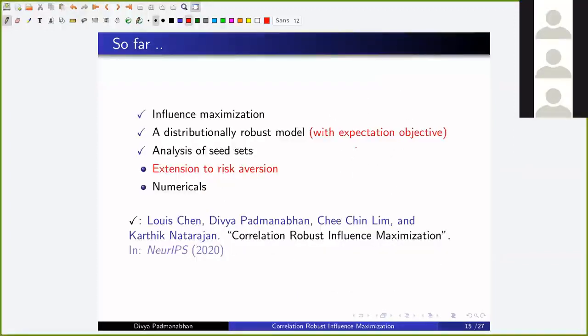So far what we saw was the expectation objective. We tried to find the seed set to maximize the worst case expected reachability. Now, I'm going to show some extensions in the context of risk aversion. Whatever I covered so far, you can find these results in our paper which appeared in NeurIPS last year. And subsequently, we worked on an extension. So I would like to spend some time on that.